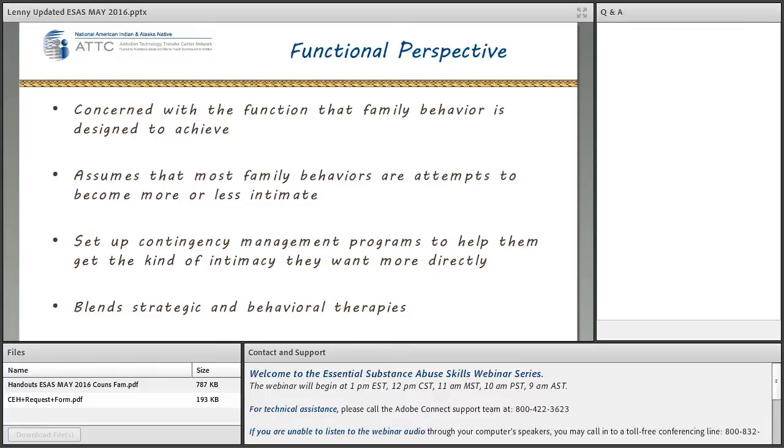Functional perspective: concerned with the function that the family behavior is designed to achieve. It assumes that most family behaviors are attempts to become more or less intimate. They set up contingency management programs to help families get the kind of intimacy they want more directly. It blends strategic and behavioral therapies.